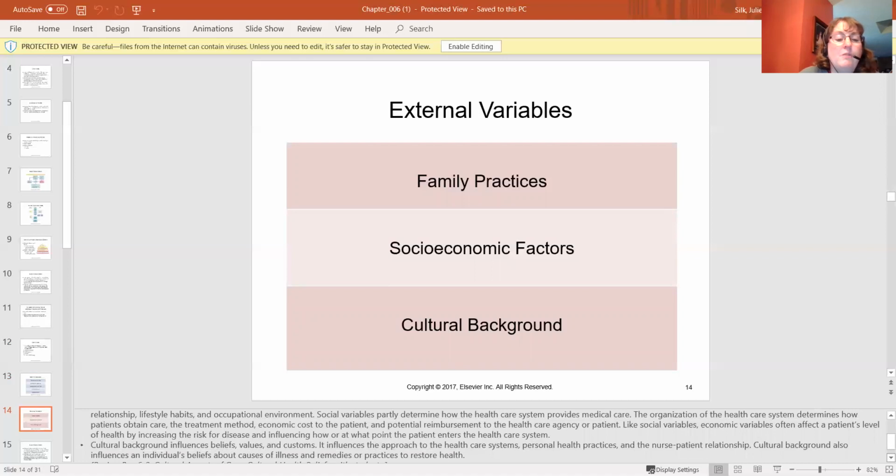Cultural background influences beliefs, values, and customs. It influences the approach of the healthcare system, personal health practices, and the nurse-patient relationship. Cultural background also influences an individual's beliefs about causes of illness and remedies or practices to restore health.